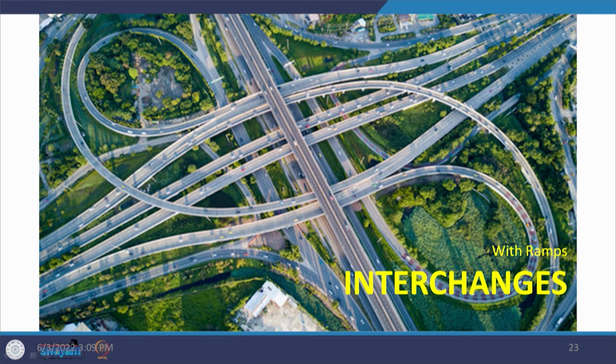As you can see in this photograph, a lot of directional movements are being provided, and they are exclusive directional movements without having any interference with any other movement, and that is where the flow becomes uninterrupted and keeps going. But then the amount of area which it is going to occupy is enormous, and the cost which is involved in providing these type of interchanges is also quite high.